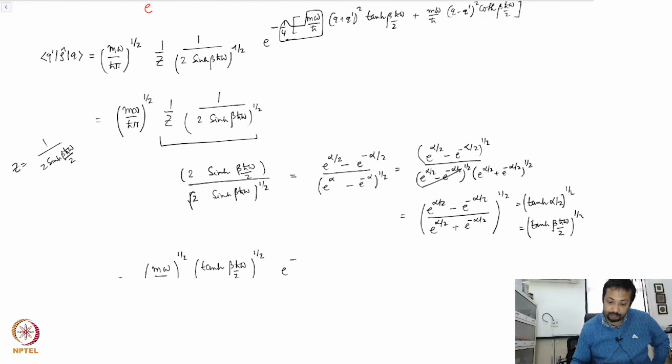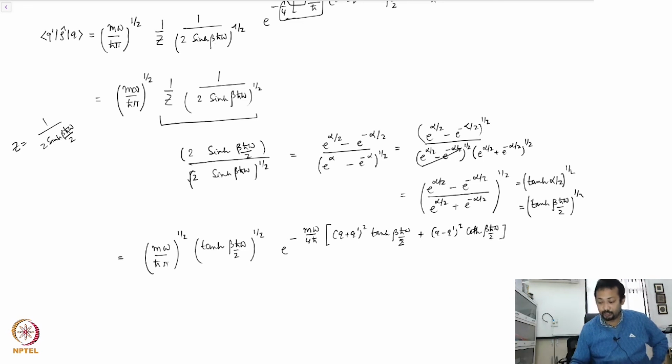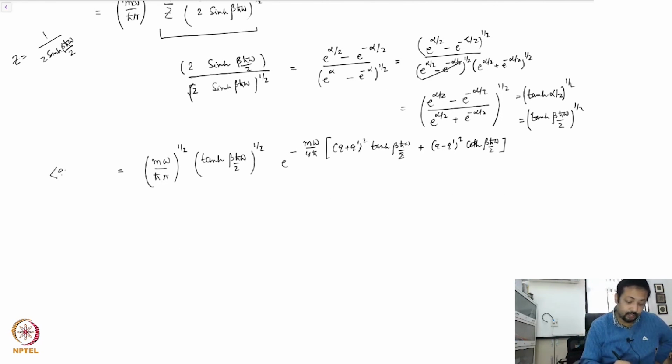The exponential factor becomes m omega over 4h bar times q plus q prime whole square tan hyperbolic beta h bar omega by 2 plus q minus q prime whole square cot hyperbolic beta h bar omega by 2. And this is the expression that you are looking for. It's complicated, but nevertheless we have got where we wanted to come. We have reached where we wanted to reach.